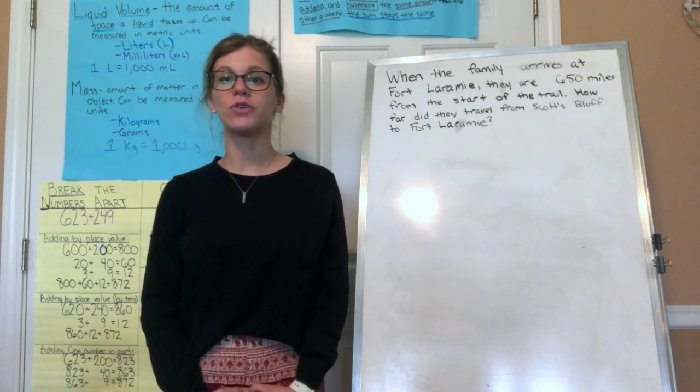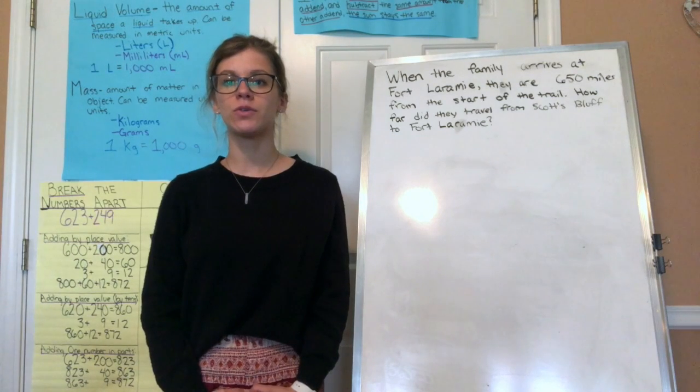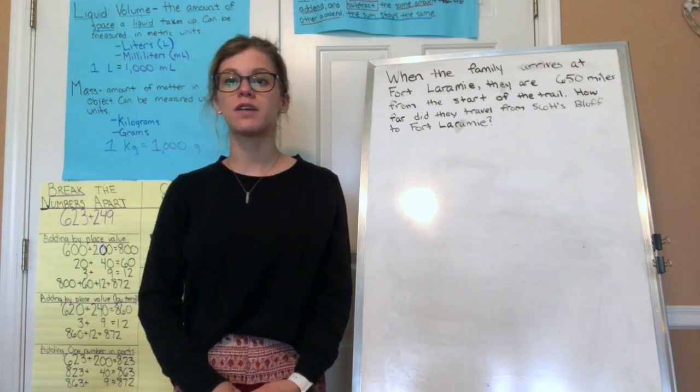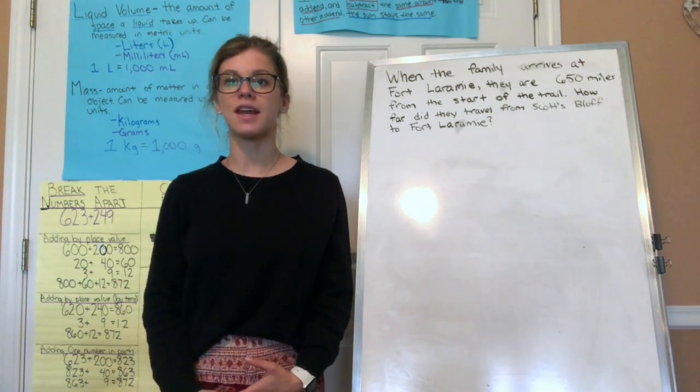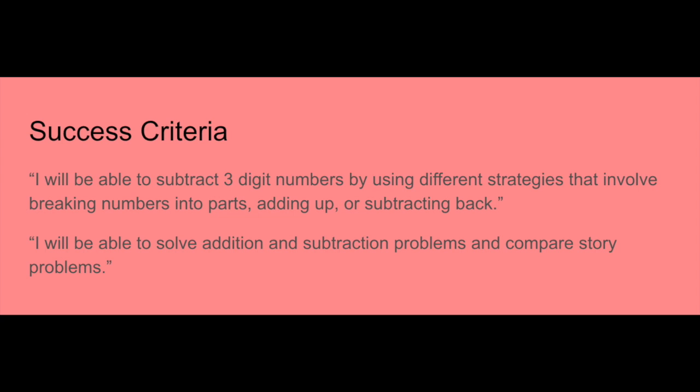Today we're going over Unit 7, Lesson 3.2, and I'm going to pull up our objectives of what we're focusing on for today. Our success criteria is what we're going to be focusing on throughout the video. By the end of this, you should be able to say that I will be able to subtract 3-digit numbers by using different strategies that involve breaking numbers into parts, adding up, or subtracting back. And also I will be able to solve addition and subtraction problems and compare story problems. Those are the two skills that we're going to be working on today.